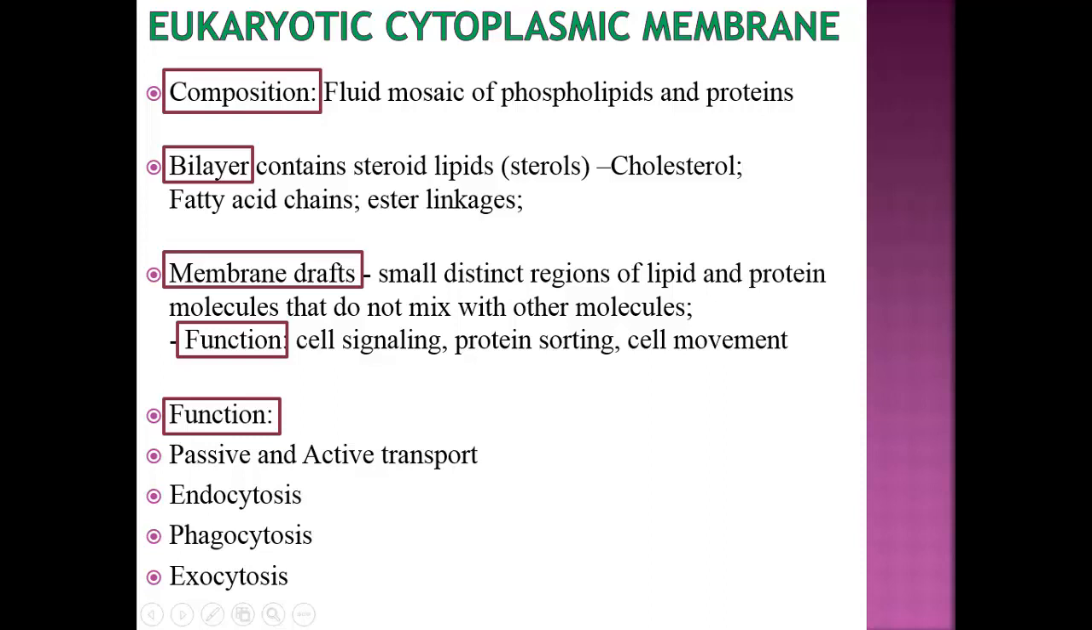The cell membrane has several functions such as passive and active transport, endocytosis, phagocytosis, and exocytosis. Endocytosis involves engulfment of molecules such as proteins. Phagocytosis is the ingestion of cell fragments, microorganisms, or foreign particles, and exocytosis is the process by which the contents of the cell vacuole are released to the exterior.